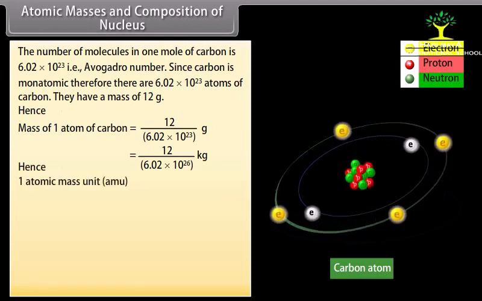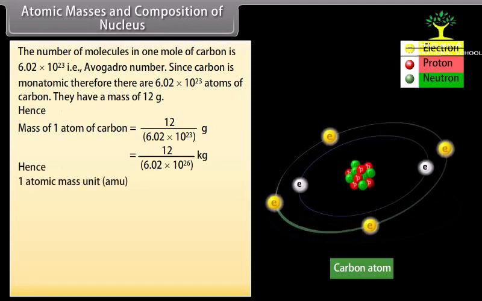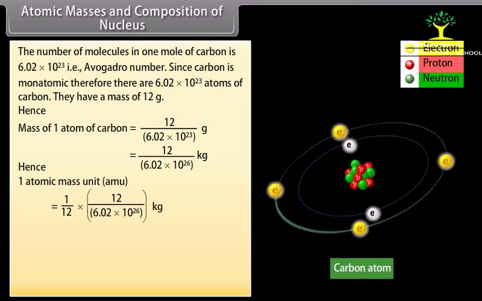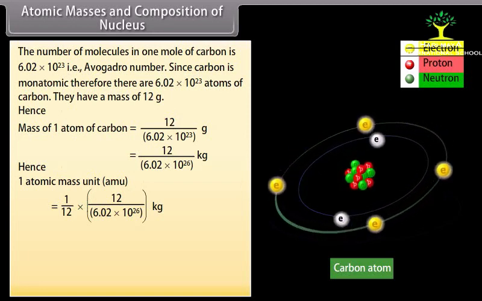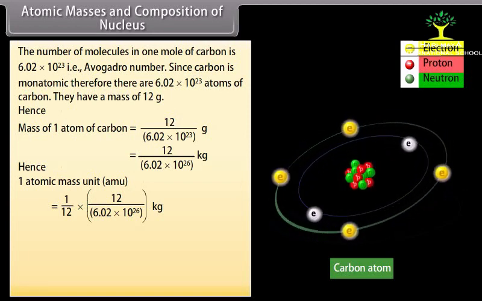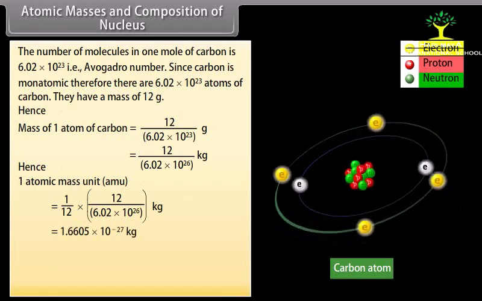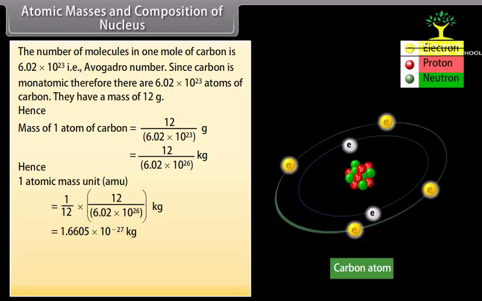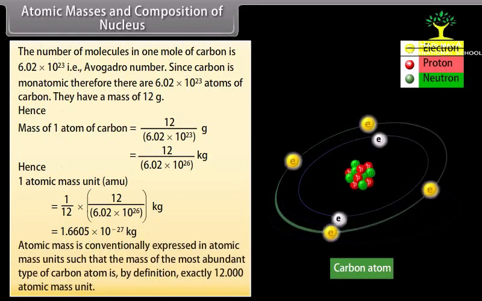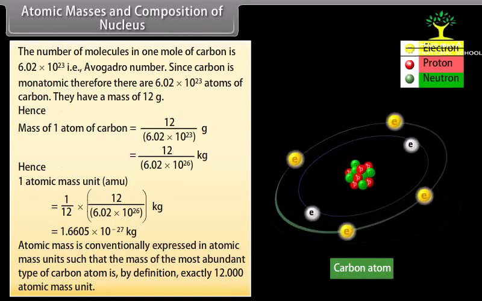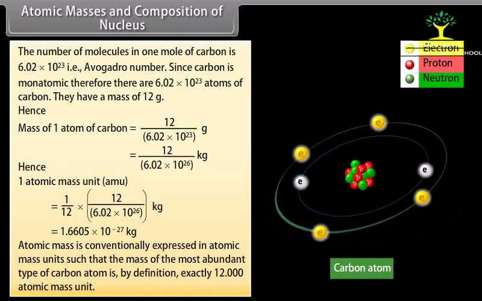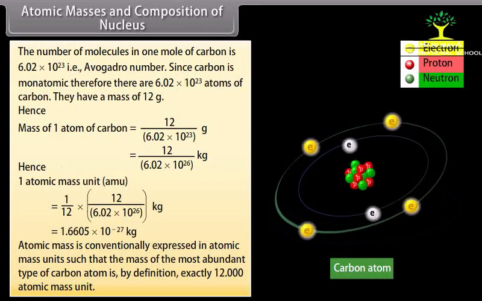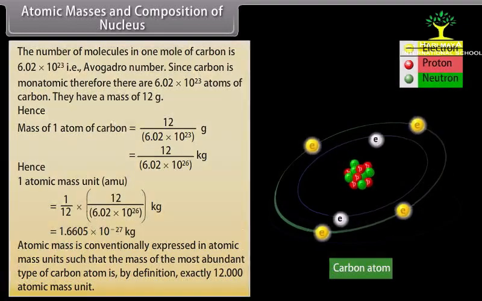Hence, 1 atomic mass unit, AMU, is equal to 1/12 × 12 by 6.02 × 10^26 kilogram, which is equal to 1.6605 × 10^-27 kilogram. Atomic mass is conventionally expressed in atomic mass units, such that the mass of the most abundant type of carbon atom is, by definition, exactly 12 atomic mass units.